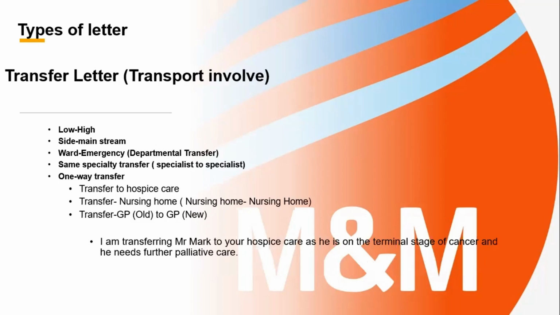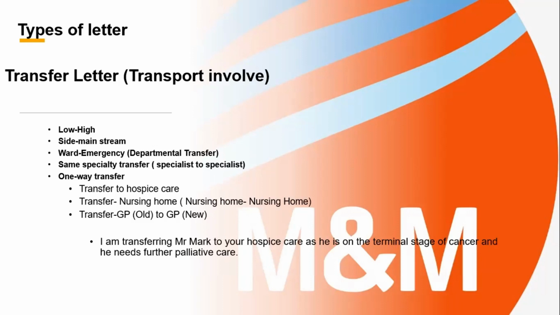Now we have a transfer letter. A transfer letter can be written in different streams, from low to high and from high to low. Then we have, let's say, ward to emergency. Low to high means from periphery to the hospital, maybe. Then we have same specialty referral. In the same specialty referral, let's say a psychiatrist is writing this letter to a psychiatrist. For example, GP is writing to GP.